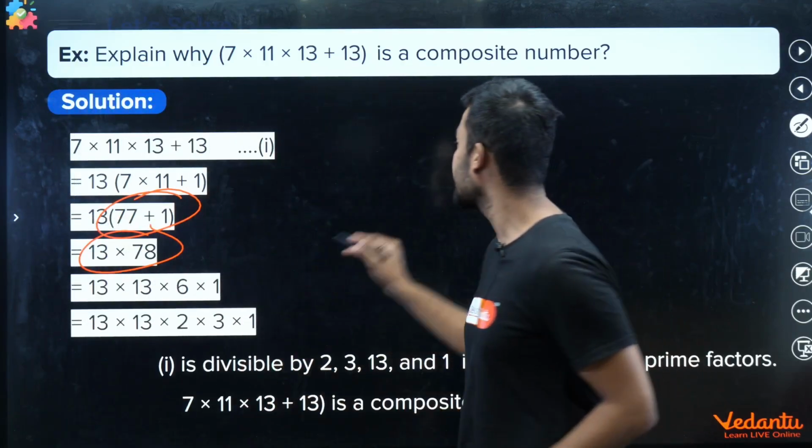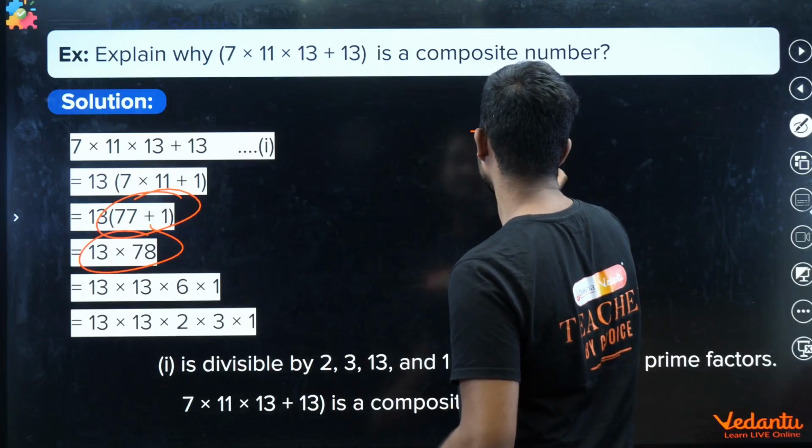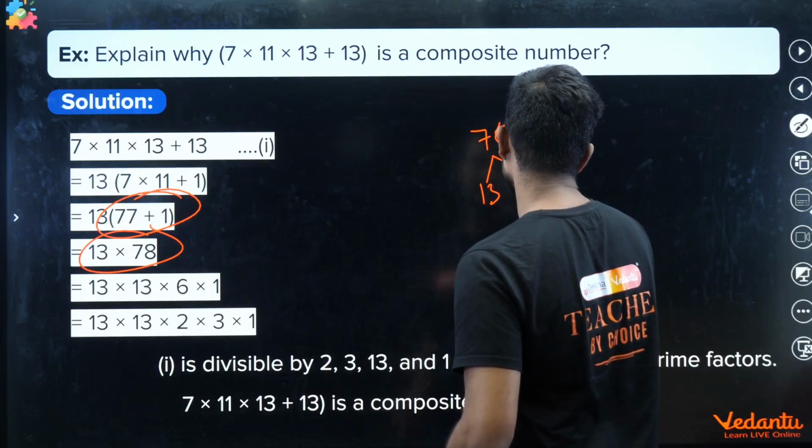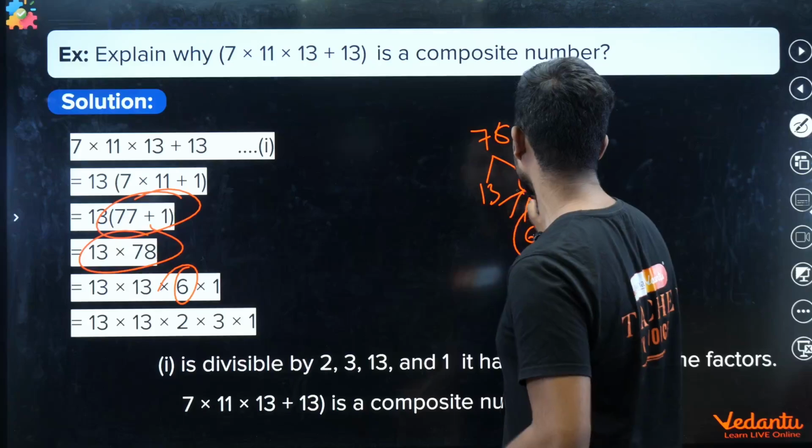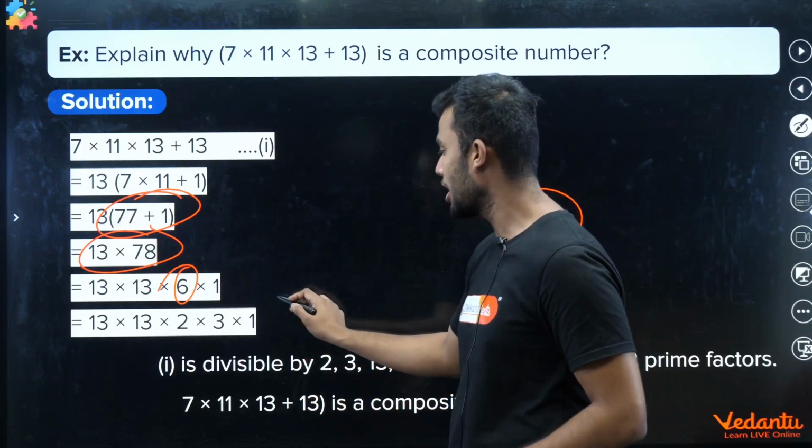How can we write 78? What is the prime tree of 78? 78 is 13 into 6. 13 into 6, and 6 into 1. This is a prime tree. And here also, 6 we can write as 2 into 3. This is a prime tree. Finally, we write like this.